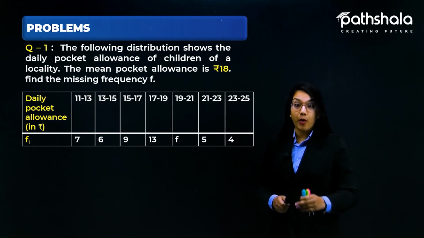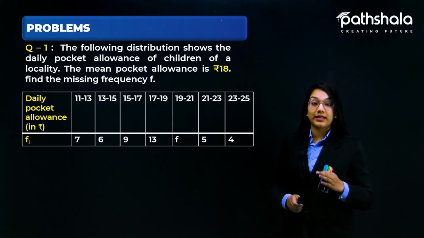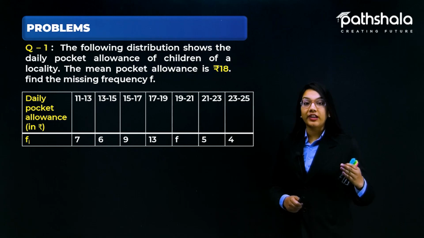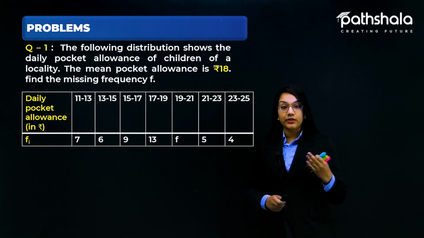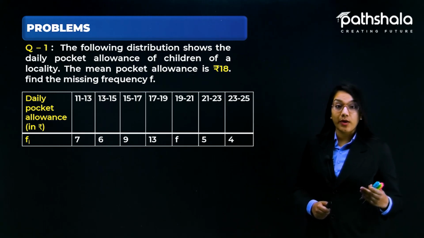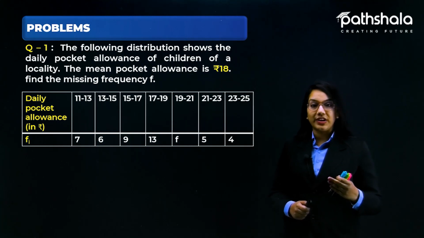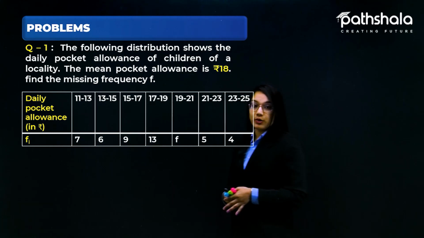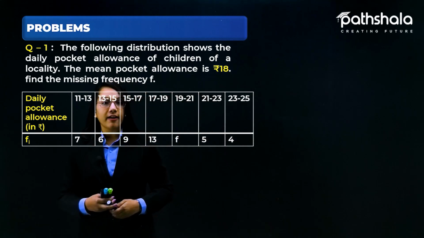That is the daily pocket allowance in rupees is given to us as 11 to 13, 13 to 15, 15 to 17, 17 to 19, 19 to 21, 21 to 23 and so goes on 23 to 25 and the frequency is given to us as 7, 6, 9, 13, F, 5 and 4.